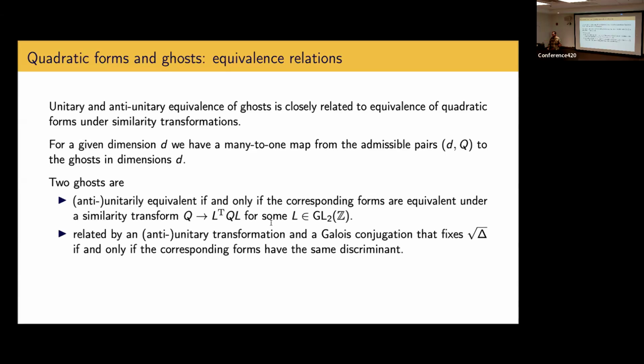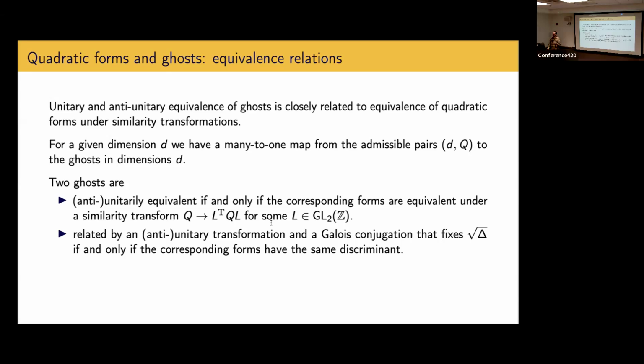So ghosts are unitarily equivalent if and only if the corresponding forms are equivalent under similarity transform. So if I take Q and I take a GL2Z matrix, so if this said SL2, these would be like Cliffords. But with GL, it's a little more general. But of course, GL can only have determinant plus or minus 1. Anyway, we can talk more about that later if you want, Victor.